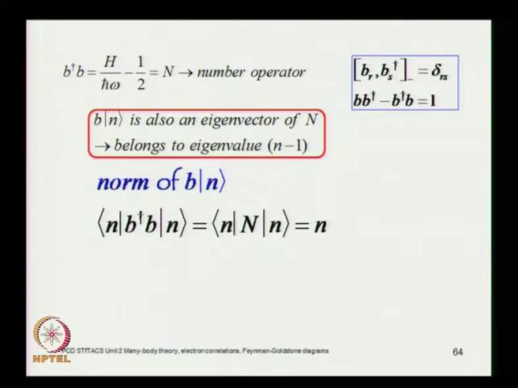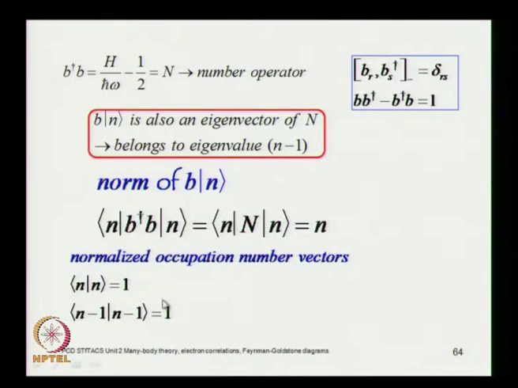Okay. Now, if this relation is to be valid also in the context of the fact that these occupation number vectors are themselves normalized, which means that the norm of the vector n is equal to 1 and the norm of the vector with n minus 1 excitations is also equal to 1, they are all normalized. So, if both of these are normalized, what does it tell you about the result b n?